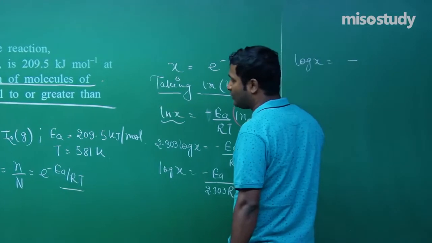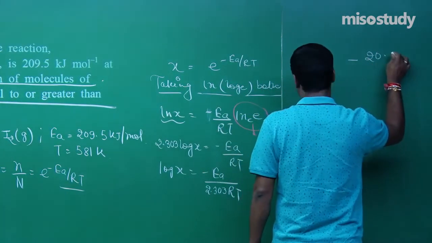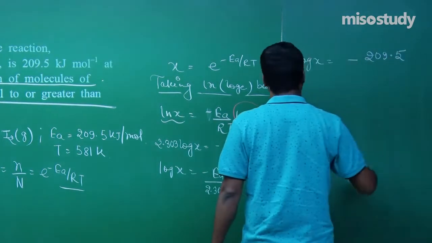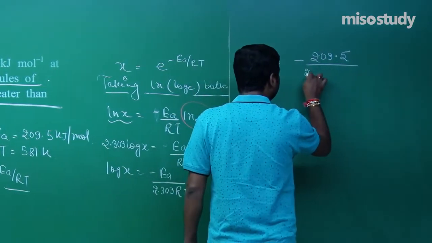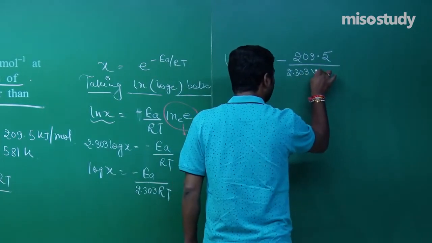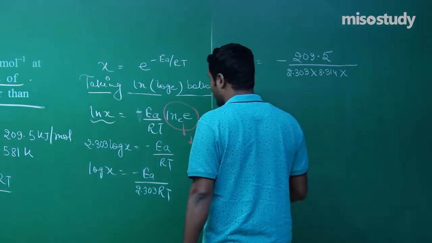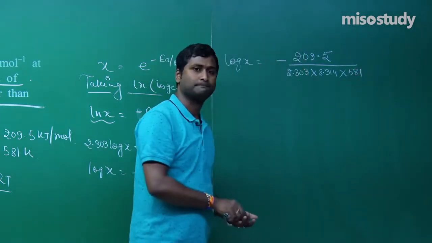Ea has the value, my friend, in the given equation, 209.5 kilojoule per mole divided by 2.303 into 8.314. What is the temperature here? That is, my friend, 581 Kelvin.